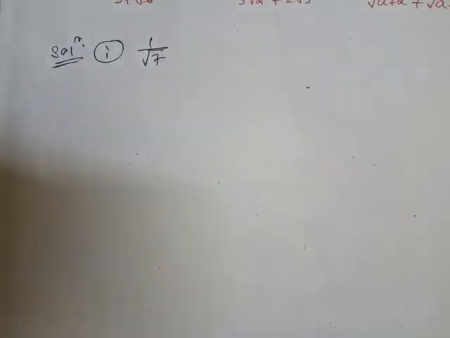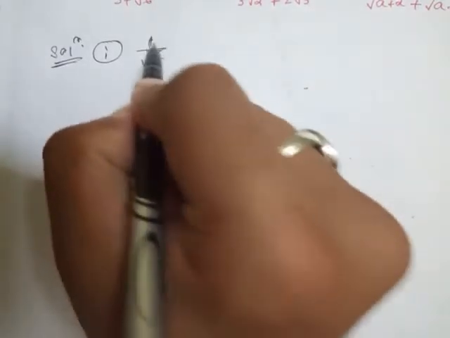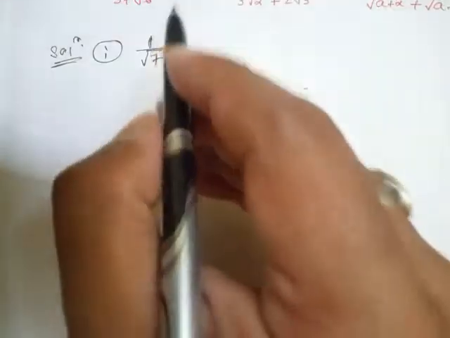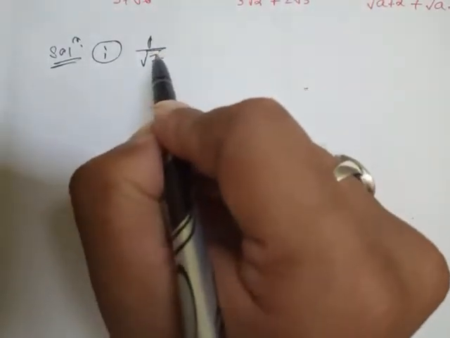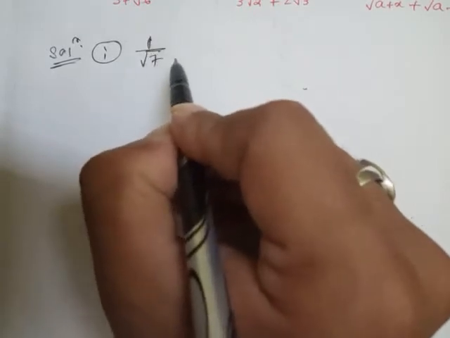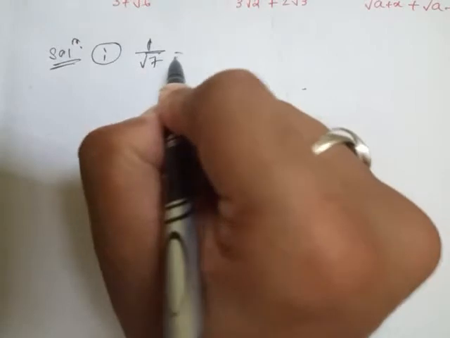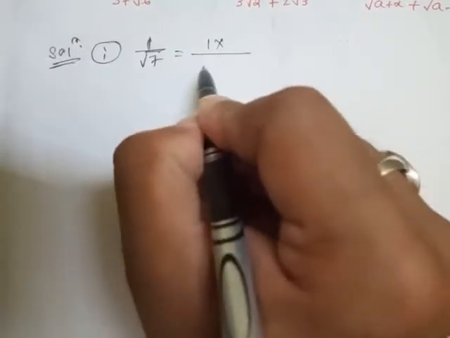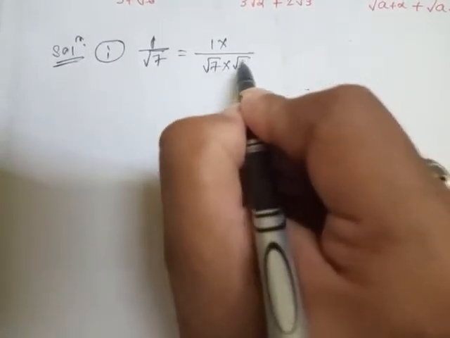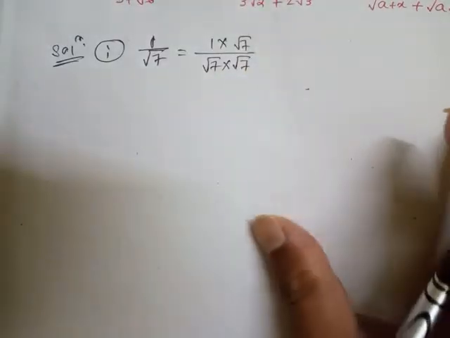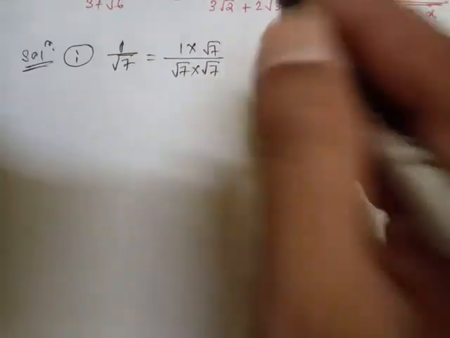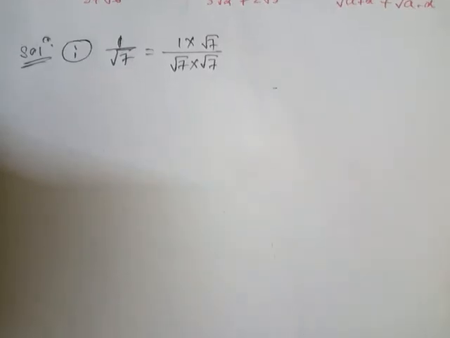Student will write here, solution, then Roman 1, 1 by root 7. We are going to rationalize the denominator, which means with the denominator I will multiply the same things in the numerator and the denominator. Now look how to solve this one. 1 by root 7 here. Now same things will be multiplied here and there also. This is called rationalization.